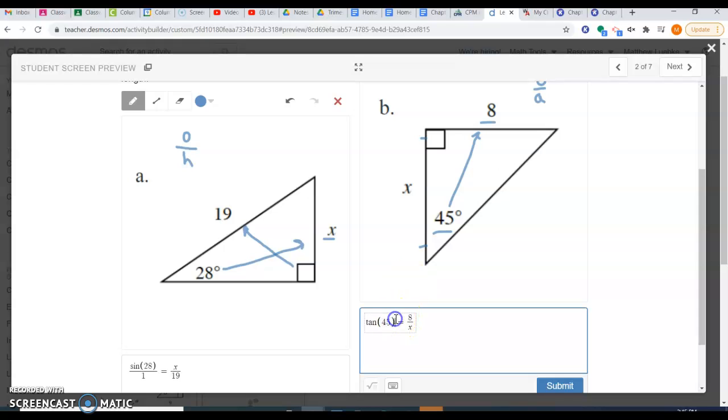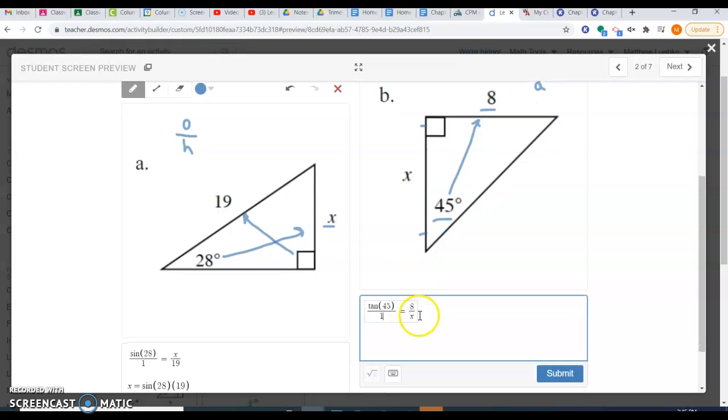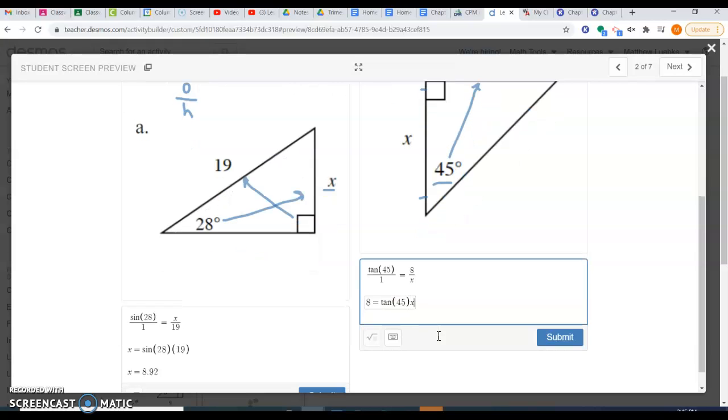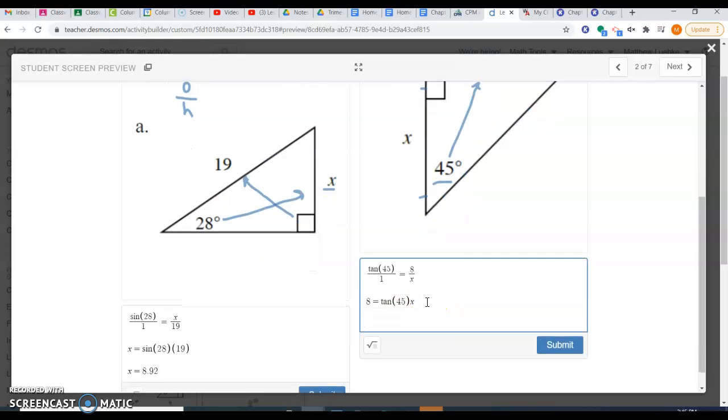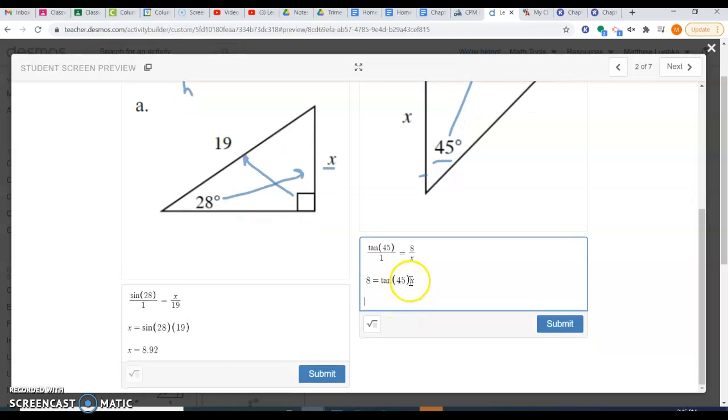And again, I always like to put the tangent over 1 to cross multiply. I end up getting 1 times 8, that's 8, and that equals the tangent of 45 times x. Now when I get to this point, you always need to divide both sides by the tangent to get x by itself. So I'm left with 8 divided by the tangent of 45.